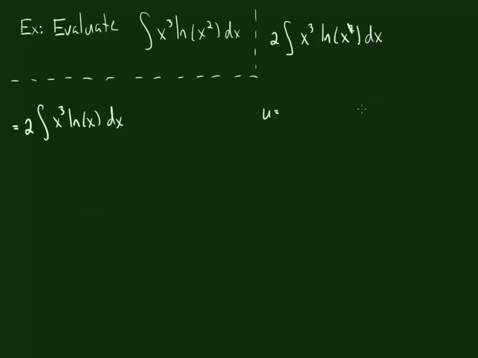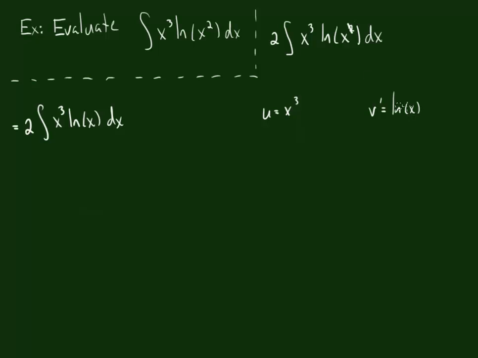Now we have to choose one part for u and one part for v prime. Remember that u is a part that we're going to be finding the derivative of, v prime the antiderivative. Now it's very tempting to go ahead and put x cubed in the derivative part and natural log in the antiderivative part. But unfortunately that's not really going to work for us. Because we have no idea what the antiderivative of natural log of x is, we're sort of stuck, and we have to put the natural log in the derivative part.